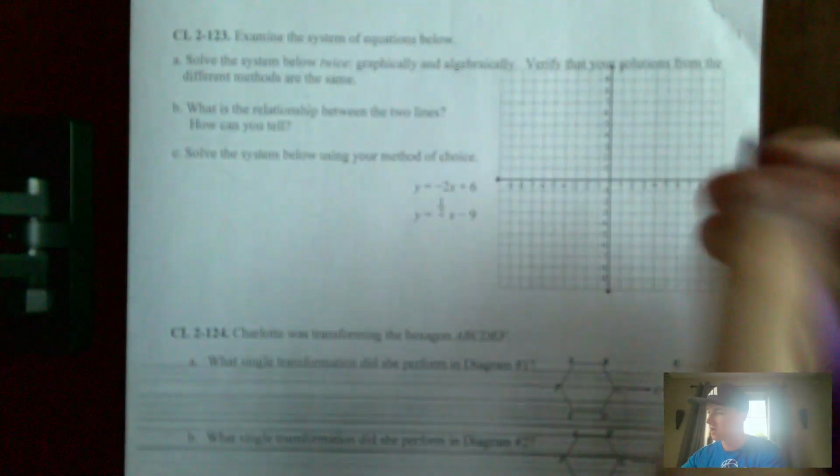What it's asking you to do here says, examine the system of equations below. Solve the system twice, graphically and algebraically, and we're going to talk about how to do that in a second. Then verify the solutions from the different methods are the same. What is the relationship between the two lines, and how can you tell? And then solve the system below using your method of choice. What we're going to do is graph this first, so in this case we're going to solve graphically.